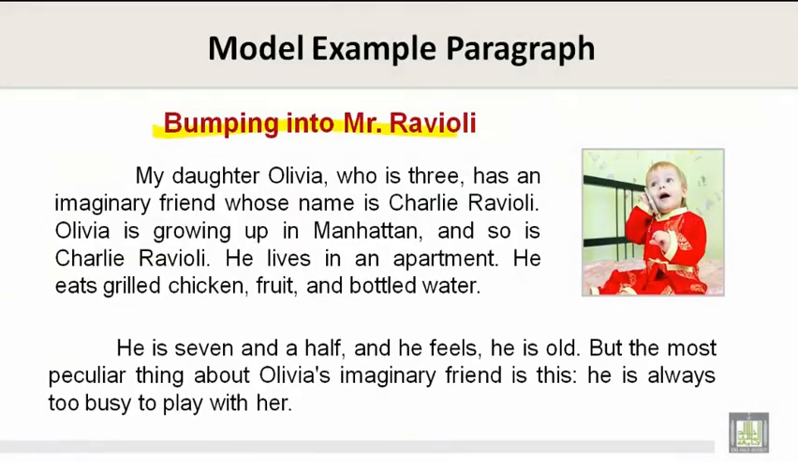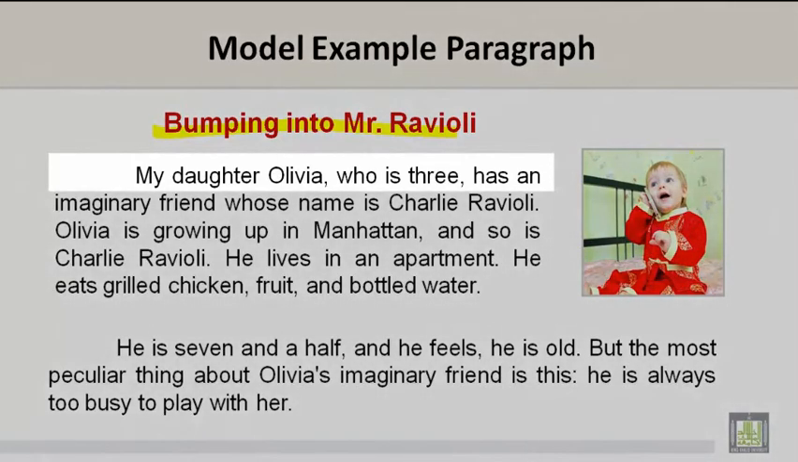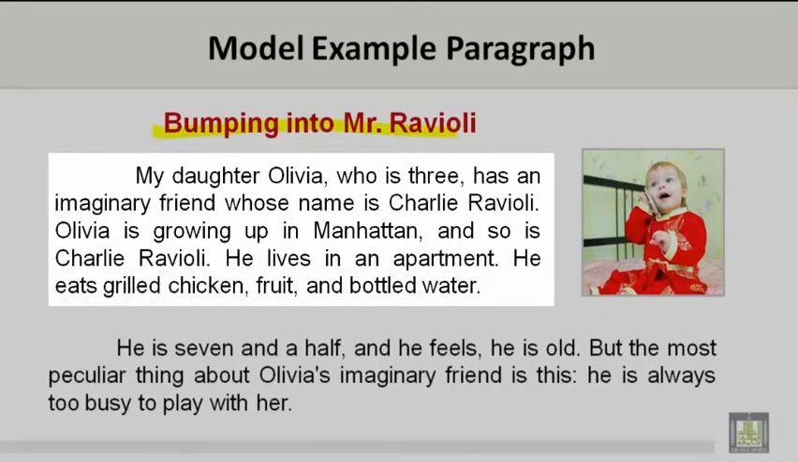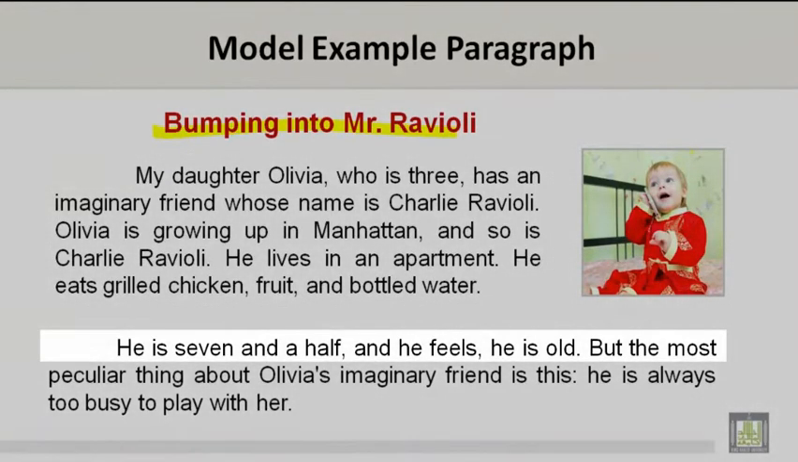Model example paragraph. Bumping into Mr. Ravioli. My daughter Olivia, who is 3, has an imaginary friend whose name is Charlie Ravioli. Olivia is growing up in Manhattan, and so is Charlie Ravioli. He lives in an apartment. He eats grilled chicken, fruit, and bottled water. He is 7.5, and he feels he is old. But the most peculiar thing about Olivia's imaginary friend is this. He is always too busy to play with her.